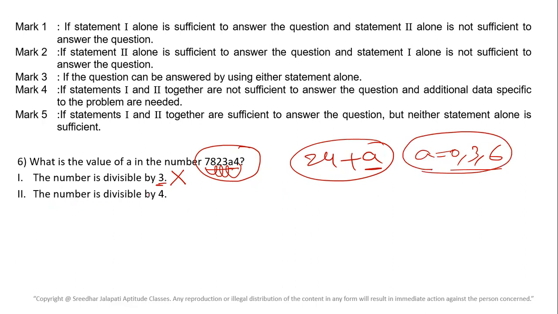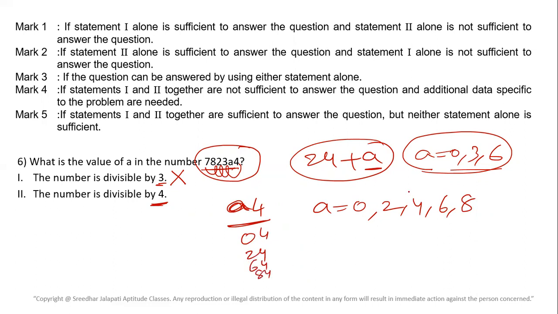So let us move to the second. Now this number is divisible by 4. When do you say the number is divisible by 4? If the last 2 digits, that is A4, is divisible by 4, then the entire number is divisible by 4. So if A4 has to be divisible by 4, what could be the value of A? 0, 2, 4, 6, 8. Because 04 is divisible by 4, 24 is divisible by 4, 64, 84. So again, I got multiple values for A. So 2 alone is also not sufficient.